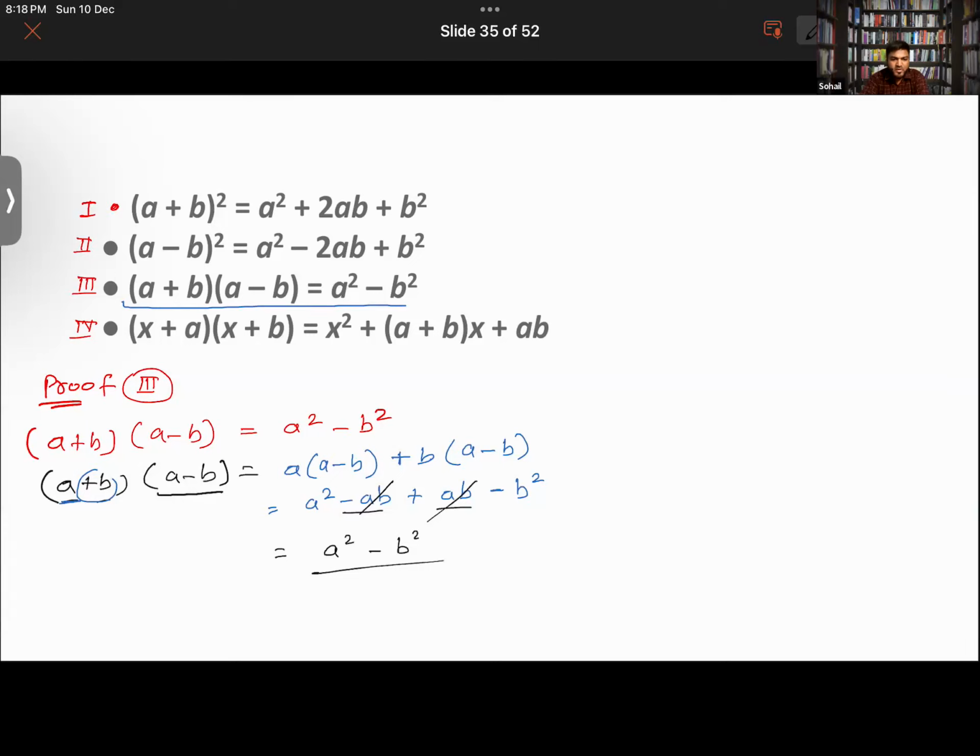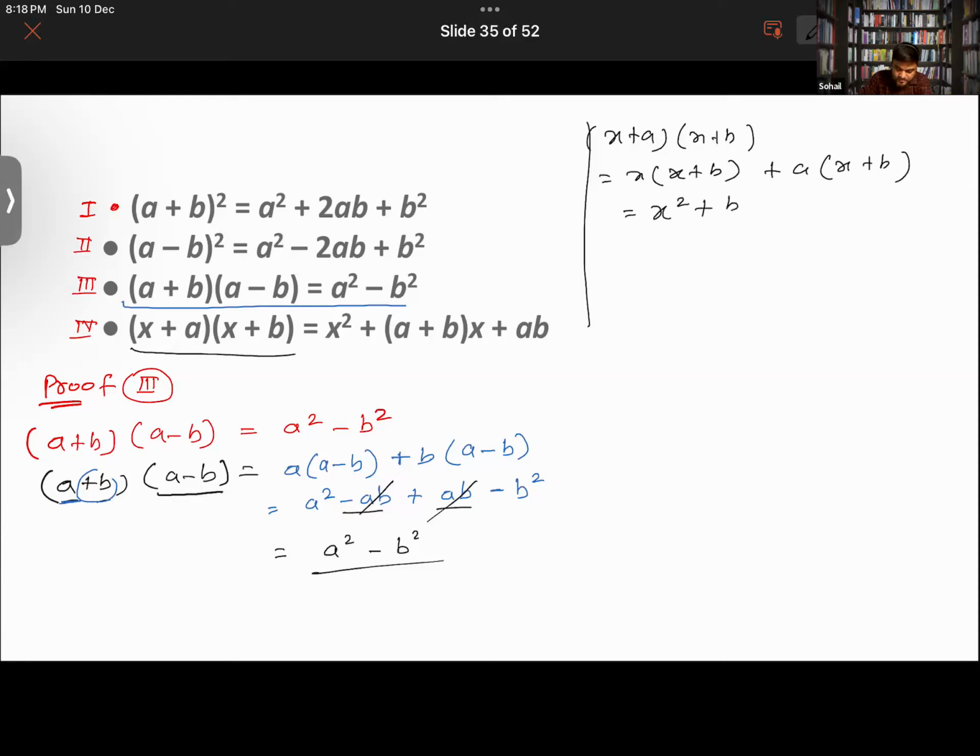By the way, if you don't know the derivation, it's okay, but it's good if you know that. Similarly, the fourth one is also very simple. You can solve it here only: x into x is x square, x into b is bx, a into x is ax, and a into b is ab. It will be x into x plus b plus a into x plus b. So thereby it will be x square plus bx plus ax plus ab. Getting it now? And in bx and ax, what is common? What is common between these two?